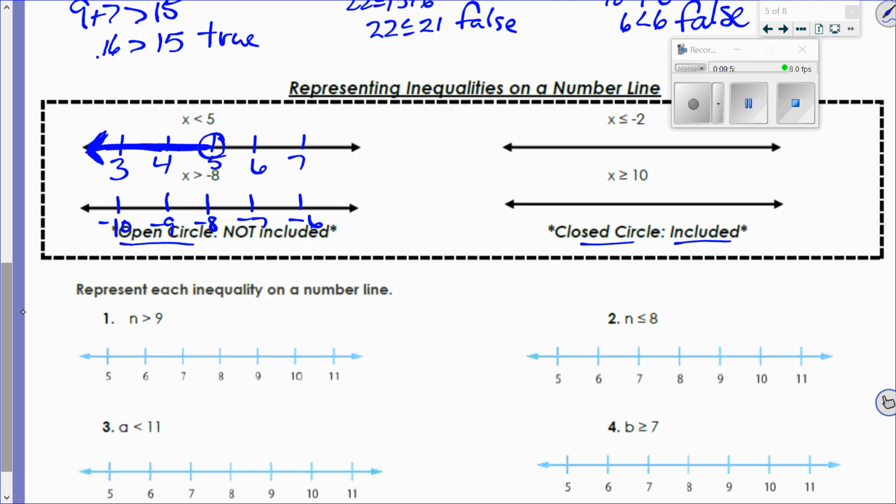Now, here's again, our first question is, put the number that I'm comparing it to in for my variable.